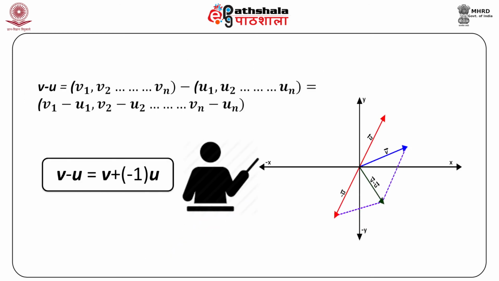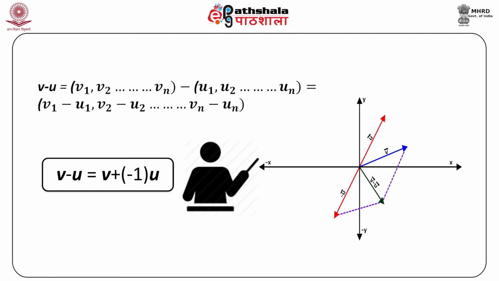Difference of vectors. If v and u are two n-vectors, the difference of v and u, denoted by v minus u, is the n-vector obtained by subtracting each component of u from the corresponding component of v. v minus u is equal to (v1, v2, up to vn) minus (u1, u2, up to un), which is equal to (v1 minus u1, v2 minus u2, vn minus un). In fact, v minus u is equal to v plus (minus 1)u. Also, v minus u equal to 0 implies v equal to u.